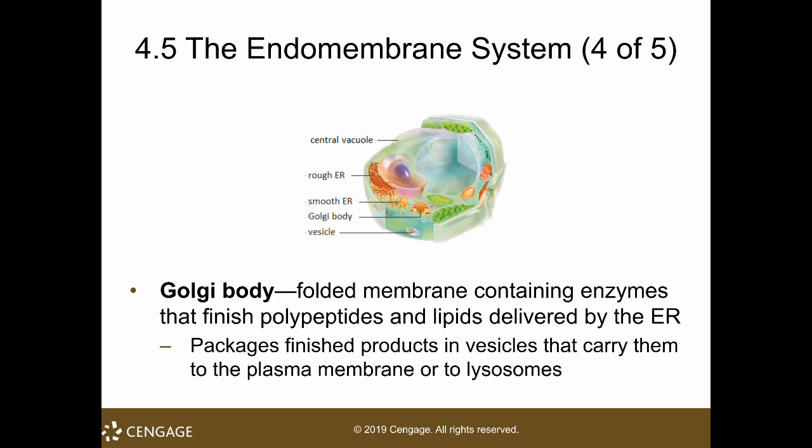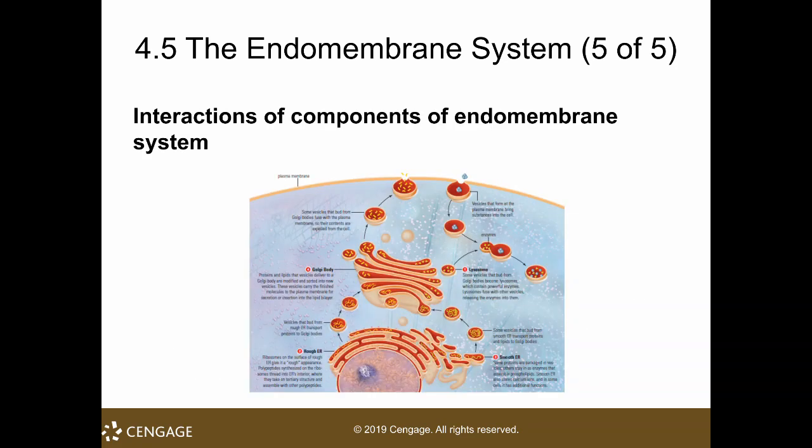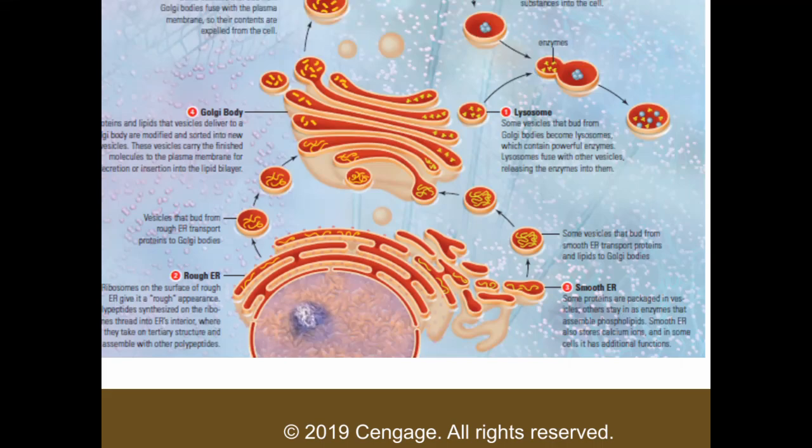So another part of the endomembrane system is the Golgi Body. The Golgi Body is a folded membrane that contains enzymes. They are responsible for the modification of proteins as well as packaging. So they package finished products into vesicles and carry them to the plasma membrane or to the lysosomes. So this is how the transport system inside your cell functions. So you can see vesicles going in and out.